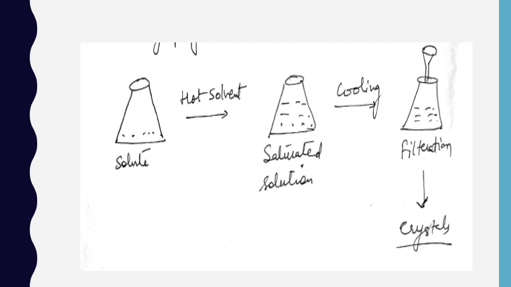So here you are able to see the recrystallization process. It is very easy. We have a flask with a solute dissolved in the hot solvent, and then it is prepared as a saturated solution, and then it goes for cooling. When you cool it, if you have some liquid residue you can filter, and then finally you have the pure crystals in your hand.